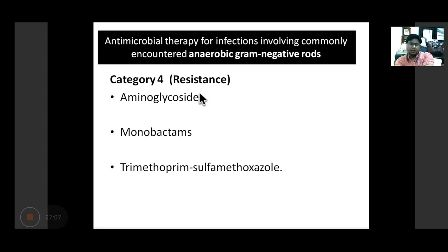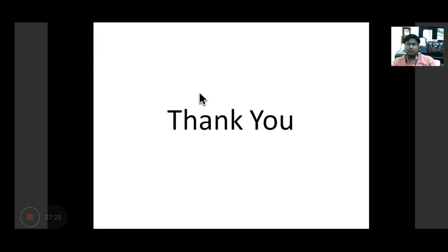And the fourth one is in resistant cases, some injectable drugs like aminoglycosides can be used, and monobactams, which are higher end cell wall synthesis inhibitors, can be used. And then trimethoprim sulfamethoxazole, which is cotrimoxazole actually, a very, very effective drug against some anaerobic gram-negative infection. The concept is to remember the possible drugs used for treatment of anaerobic bacteria. As I told you, metronidazole and clindamycin are the first preferred drugs. Metronidazole can be used as a first line drug for any anaerobic bacterial infection.